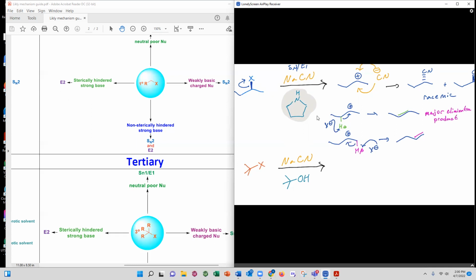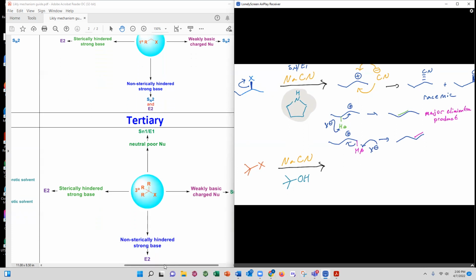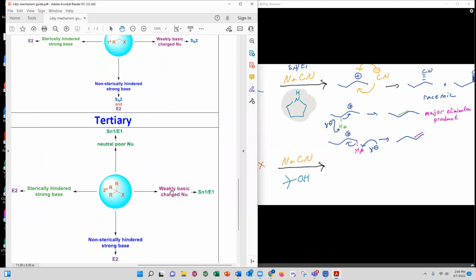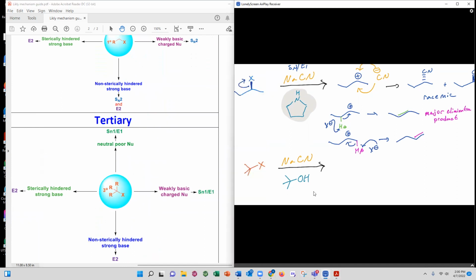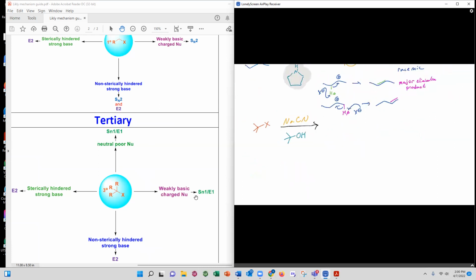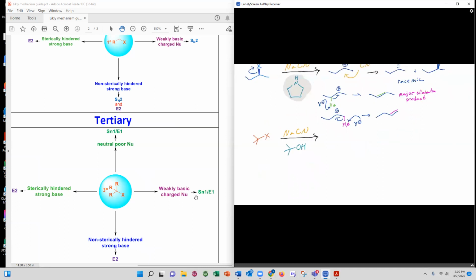Now again, my tertiary substrate, weakly basic nucleophile, it's incapable of undergoing SN2. So solvent is kind of irrelevant here. And again, cyanide is not a strong enough base to do elimination. So the only pathway I can expect here is SN1 and E1. So just like we saw above, for both of these pathways, the very first step, of course, is the leaving group leaving. I'm going to form this intermediate species.